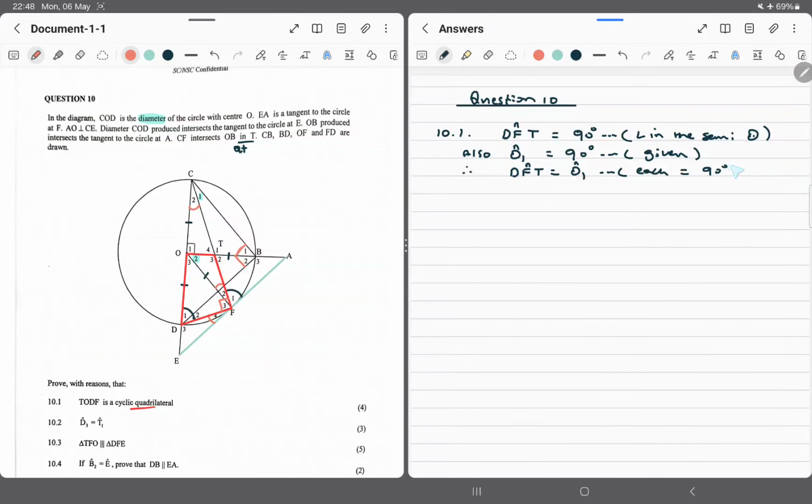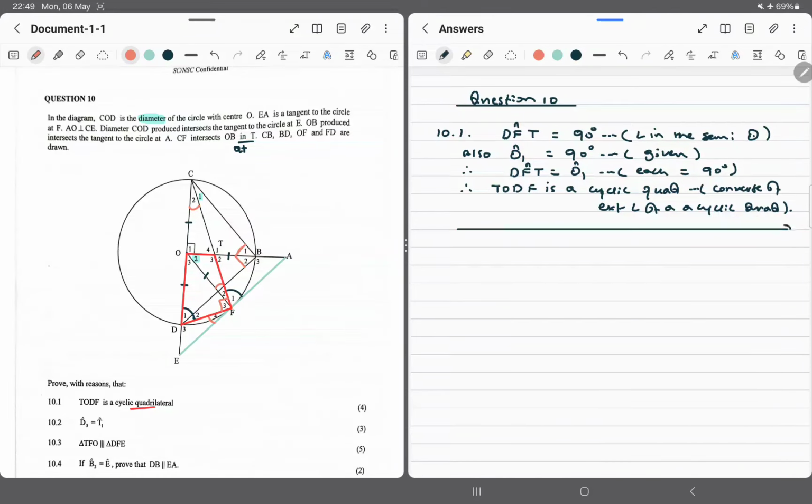H is 90 degrees. Right. We can then make the conclusion, therefore, that this TODF is a cyclic quad. The reason is that we proved the exterior angle to be equal to the opposite interior. This is the converse of exterior angle of a cyclic quad. Okay, nice and easy.